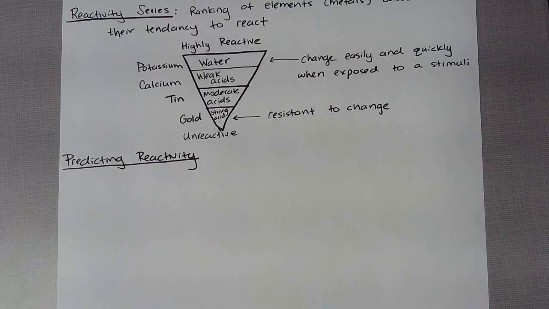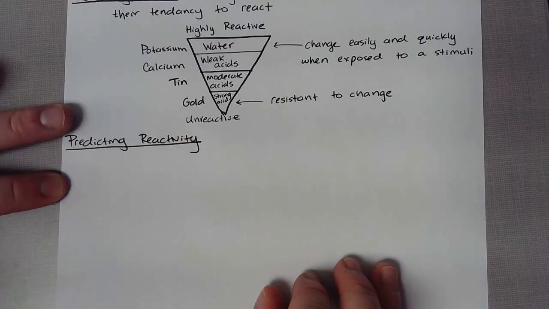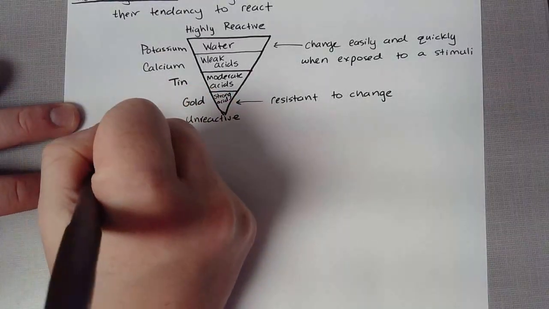Highly reactive elements tend to have things in common. Non-reactive elements tend to have things in common with each other as well. So when we are predicting reactivity, what we are going to be looking at is electron arrangement.